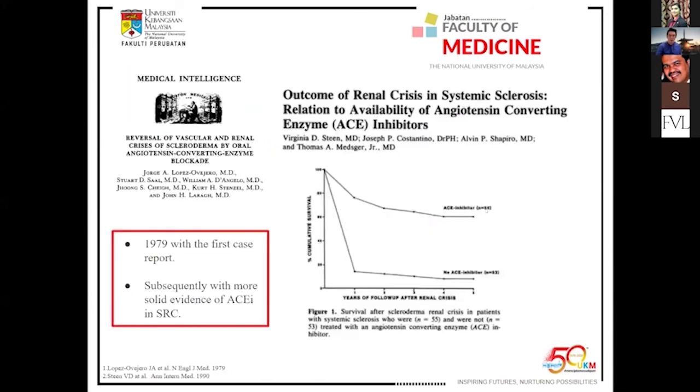Not until 1979, there's a first case report involving an ACE inhibitor, then more and more people looked at the ACE inhibitor. Subsequently, there is more solid evidence of using an ACE inhibitor to treat scleroderma renal crisis. As you can see here, they compare with and without ACE inhibitor. Of course, the population with the ACE inhibitor has a higher survival rate.